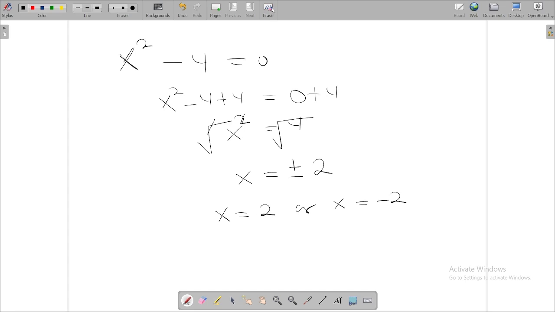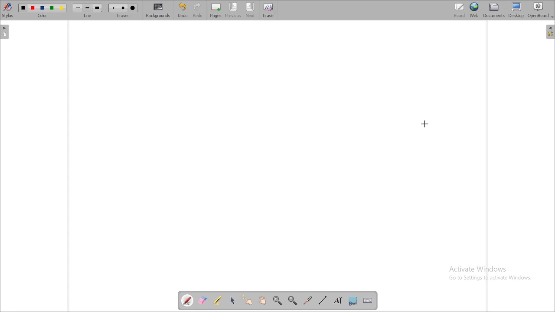Okay. Now let us look at solving an equation which is of the form ax squared plus bx is equal to 0. And in doing so, what do we do? The first thing we do here is to factorize our x out.